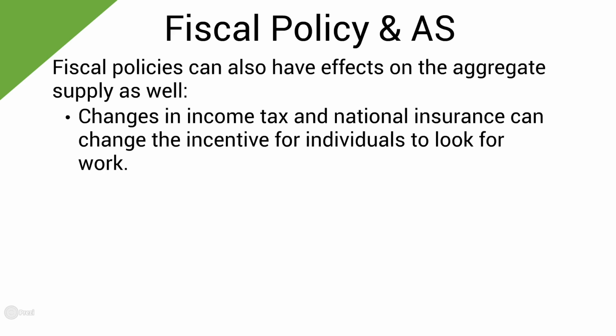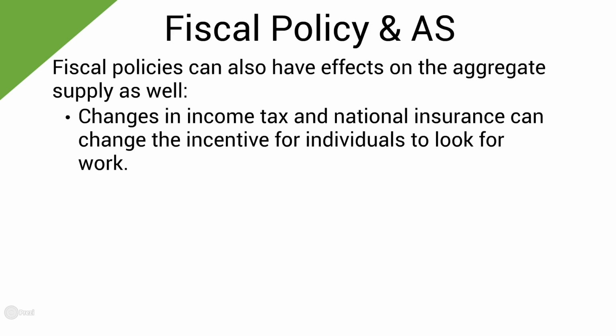If there was to be a decrease in income tax and a decrease in national insurance, the incentives to go to work will increase. This increases the supply of labour in the economy, which can cause aggregate demand to shift outwards. Lower taxes may also encourage workers to work harder as their income is higher, so a lower tax rate can increase productivity, which can also cause the long-run aggregate supply curve to shift outwards.